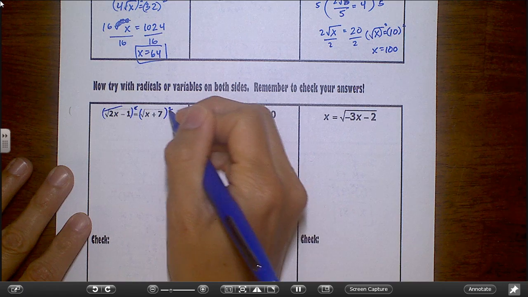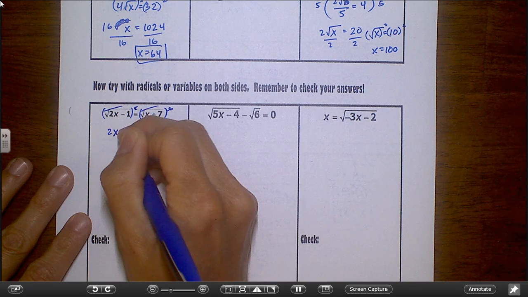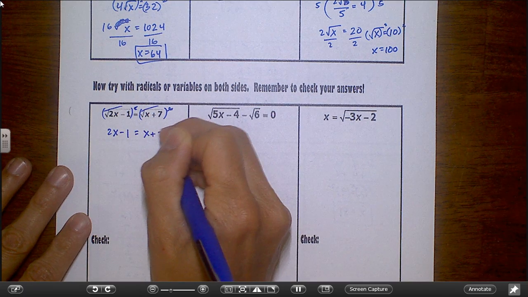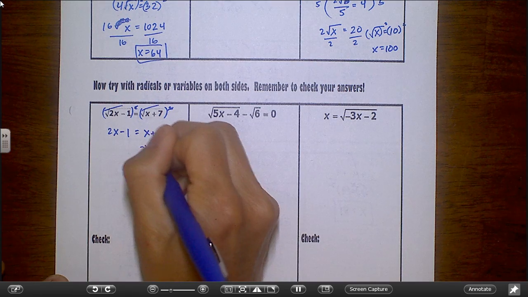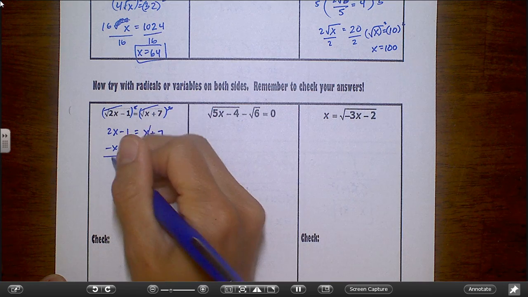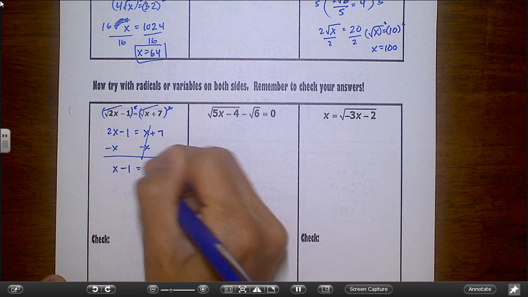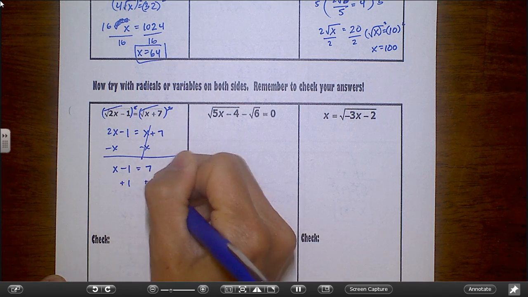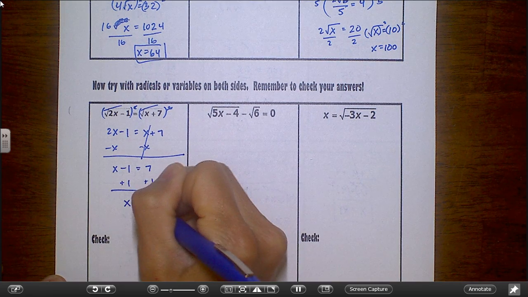So this is kind of easy because it'll make both of those go away, and you have 2x minus 1 equals x plus 7. And now you're just solving equations with variables on both sides. So you get rid of this x, so 2x minus x is x. And then you'd add 1, and you'd get x equals 8.